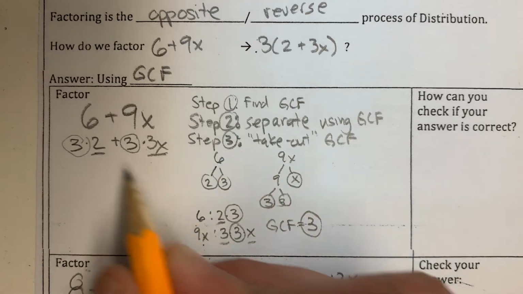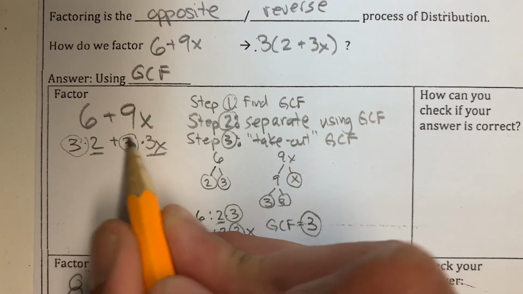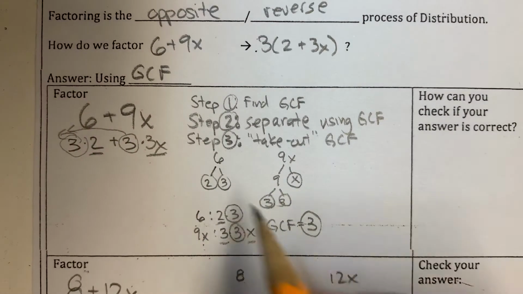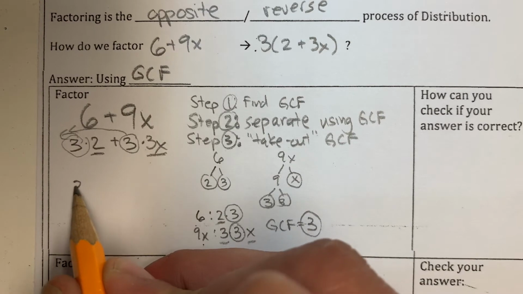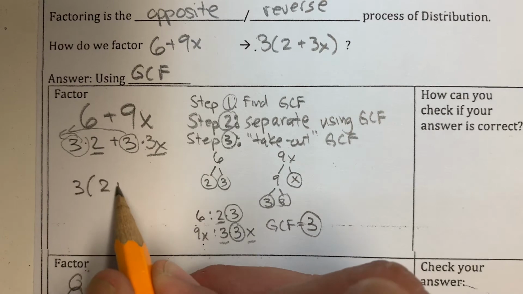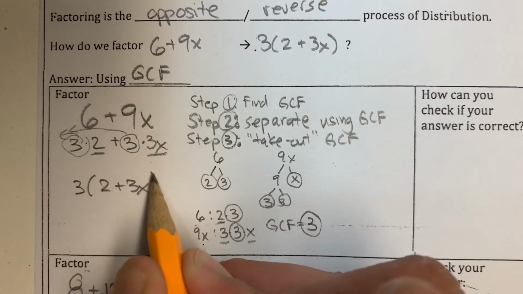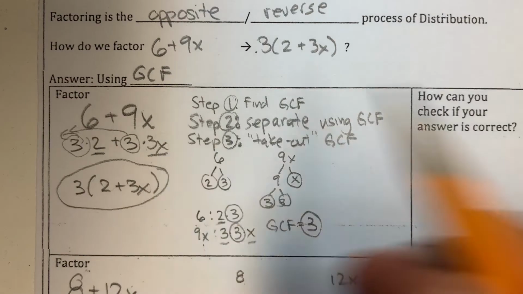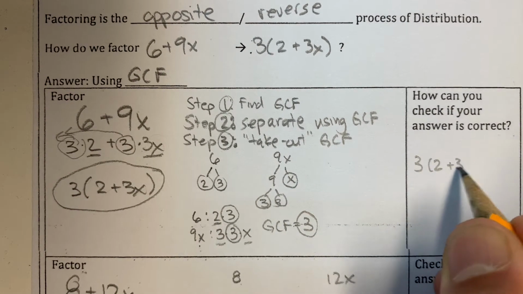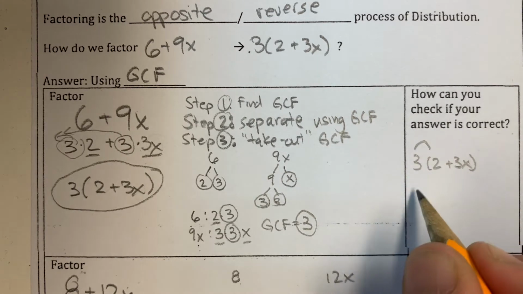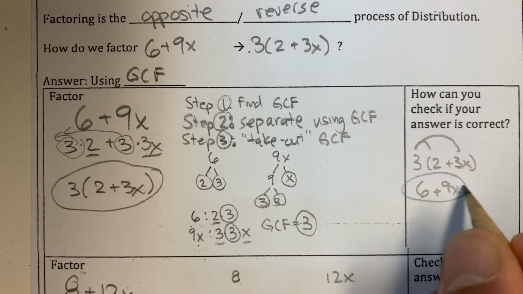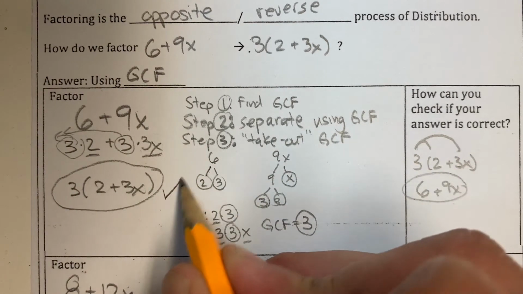And then step number 3 is we actually take this GCF, the 3, and we take it out, just like we drew the arrows on distribution. So these 3 combines to make just one single 3, and then what's remaining on the inside is the 2 plus 3x. And there is your answer. So one way to check if this is correct is to go ahead and distribute it. Because when we multiply 3 times 2, we get 6. 3 multiply 9x. And since we got the same answer that we started with, we know that this is our correct answer.